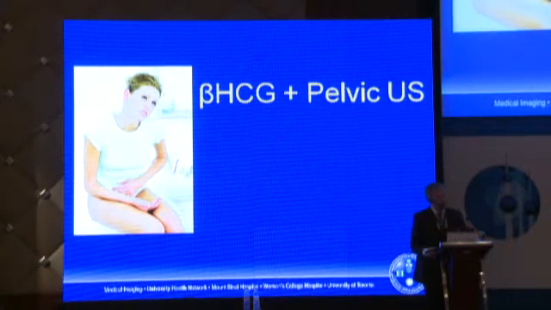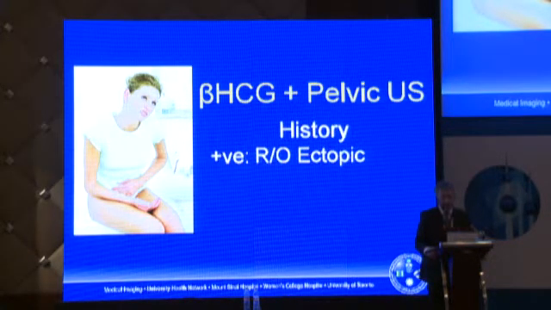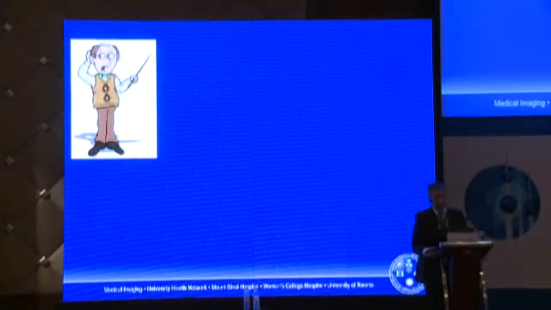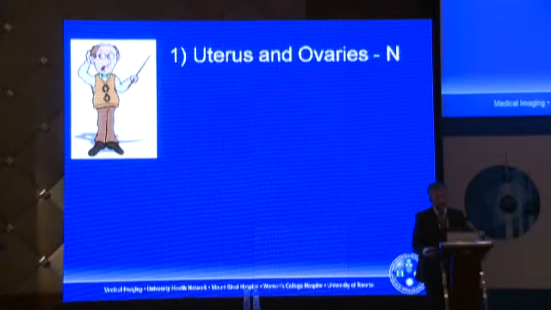So here's our young woman again with acute pelvic pain. You know that in Toronto today, this young woman will likely get a pregnancy test and an order for a pelvic ultrasound. If it's positive, rule out ectopic pregnancy. If it's negative, usually the history says rule out ovarian cyst. So what do we do if the uterus and ovaries are normal?